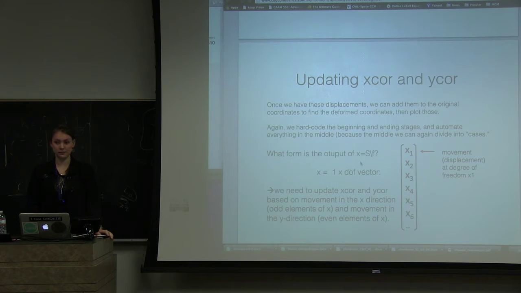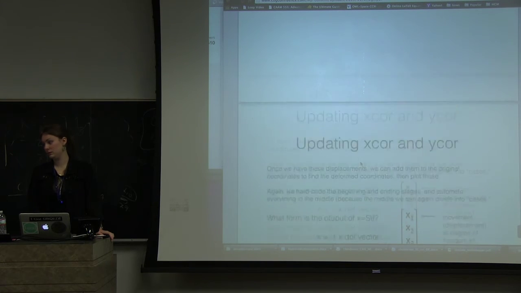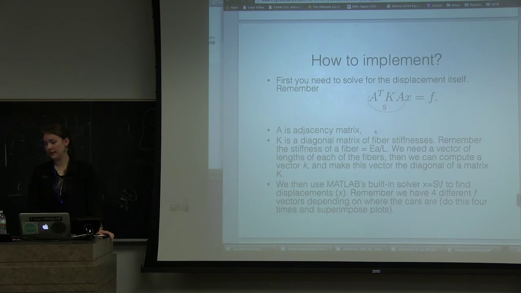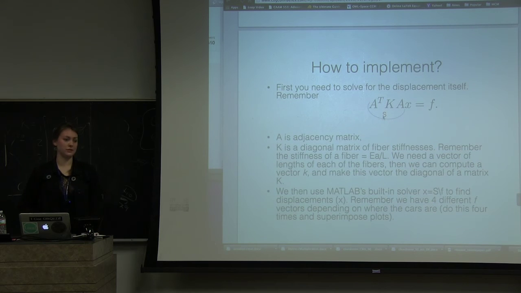And what was S again? It's like A transpose times K times A. Exactly. And you got A, you made K by diagonalizing that vector, right? And we made the k vector by taking EA over L, where L is 1 and 1 for horizontal and vertical fibers, and then something obtained by trig for the diagonals. Okay? And that's in a for loop, so the only tough parts are just automating the pattern construction for recognizing different classes. But once you get the hang of it, it's totally doable.